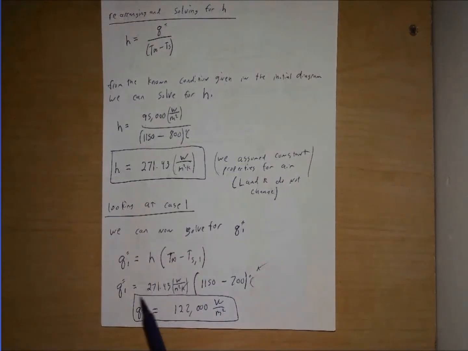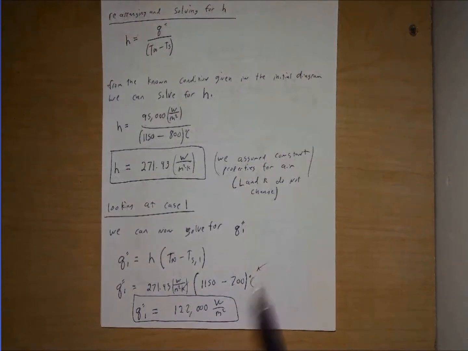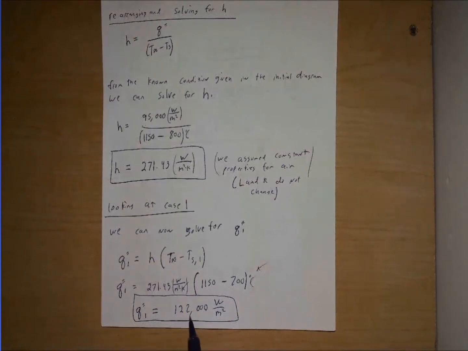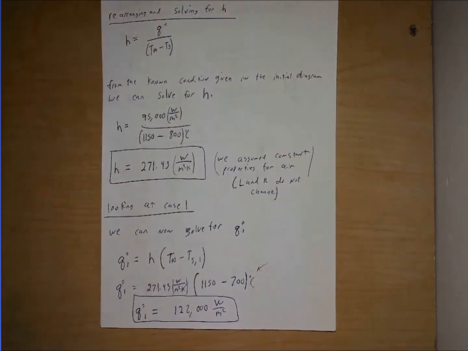Our heat flux for case 1 is equal to 271.43 watts per meter squared times Kelvin, right here, times our temperature difference. So our temperature difference is 1,150 again in degrees Celsius minus our 700. So this is the difference here. But now we're dealing with our surface temperature that's reduced to 700 degrees Celsius, so you can plug that value in there. And again, difference in temperature, Celsius, Kelvin, doesn't really matter. If you're worried about this, convert to Kelvin and prove it to yourself as well. So we do that out, and we get our numeric value for our heat flux for case 1 is equal to 122,000 watts per meter squared.